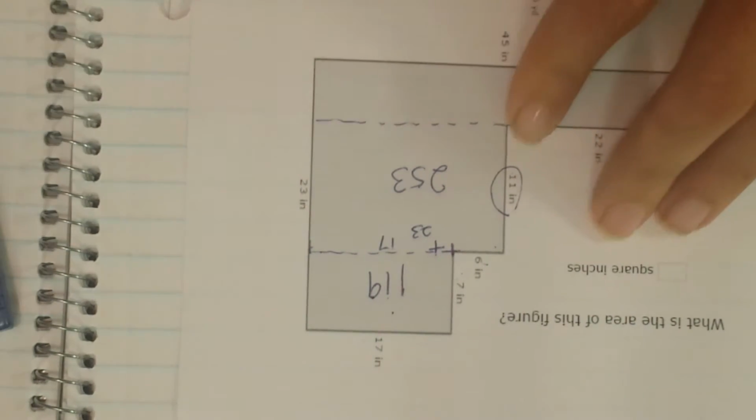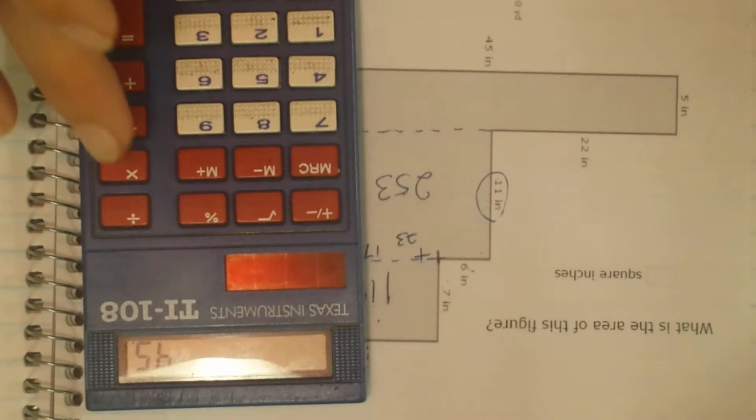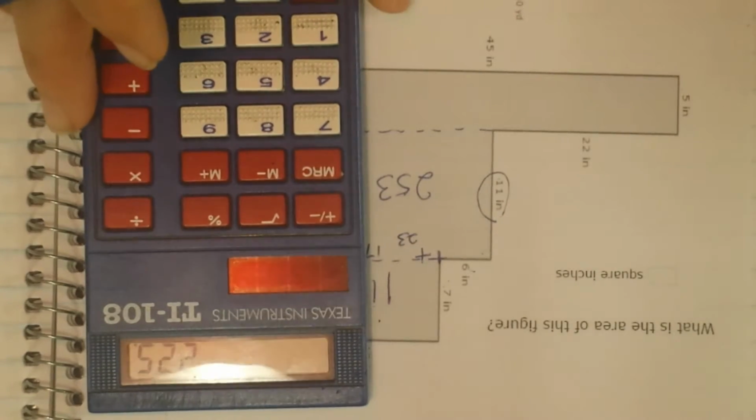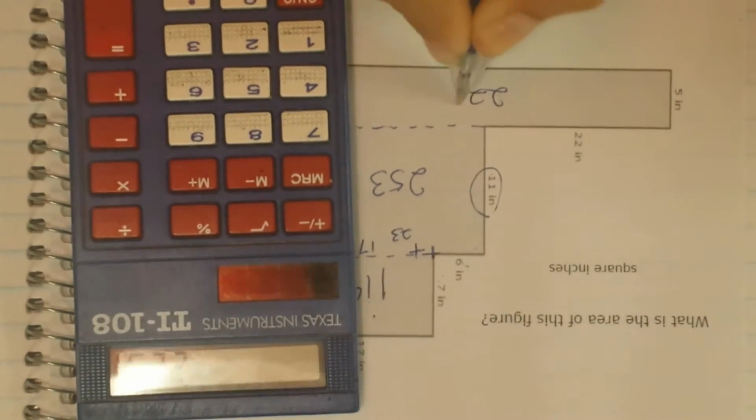All right, and then finally the last one, I cover this up. I can clearly see that it's got a base of 45, and the height right here is 5. So that one's easy. You just do 45 times 5, which is equal to 225.